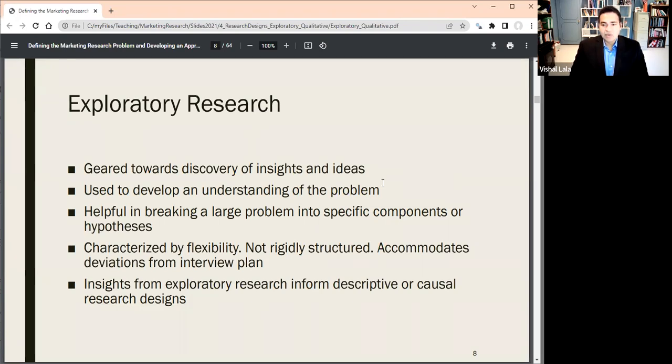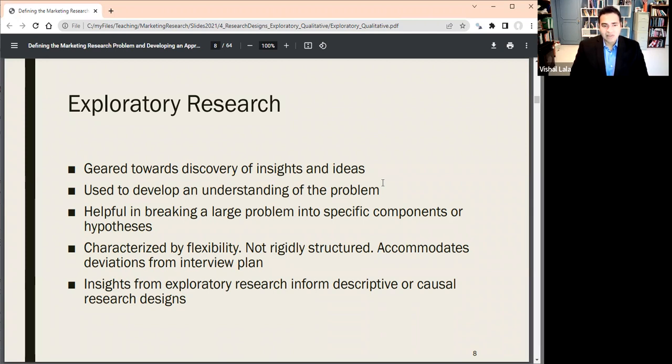Let's drill down into exploratory research. At the early stage of the research process, the problem is usually loosely structured, or even if it is clearly structured, one may not be entirely confident about the way the problem has been described or defined. In such scenarios, the researcher might decide to probe, to explore, to refine the problem.